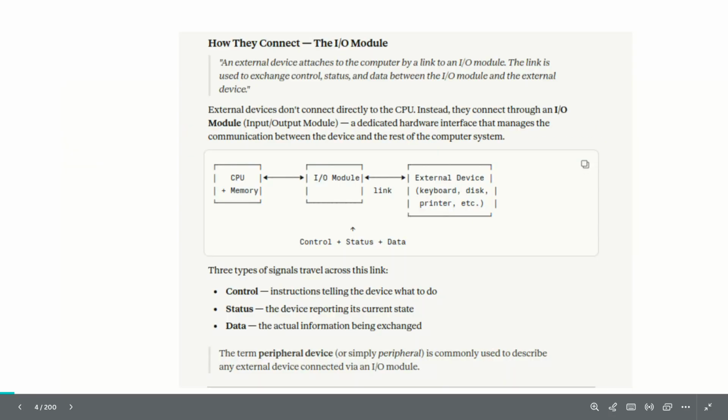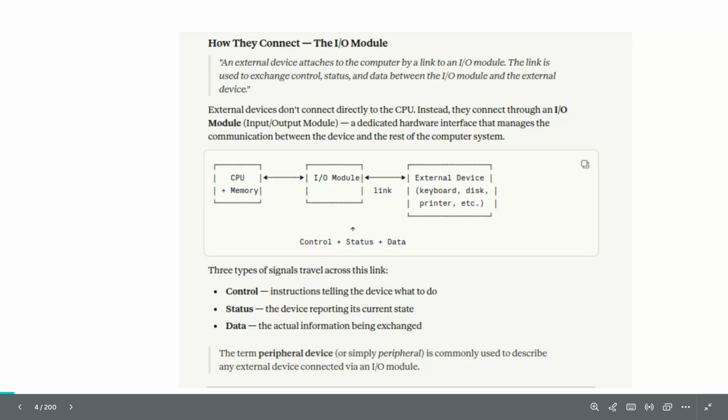And the second thing we said is that the external device cannot be directly connected with the CPU or the memory or the rest of the computer system. There is actually a dedicated hardware interface, that is the IO module, that helps to link them. It basically helps in the communication between the external devices and the rest of the computer. Okay, so there is this link.